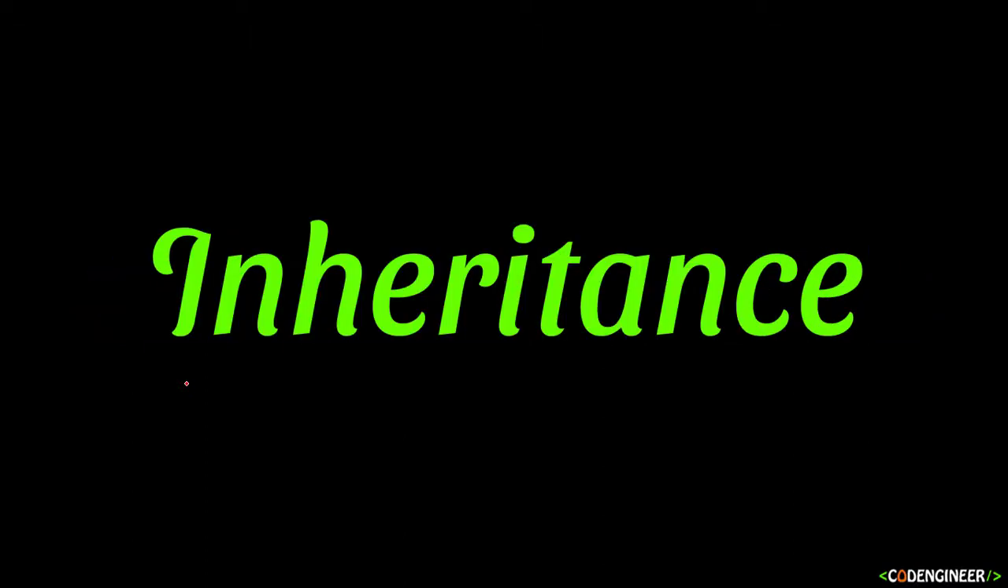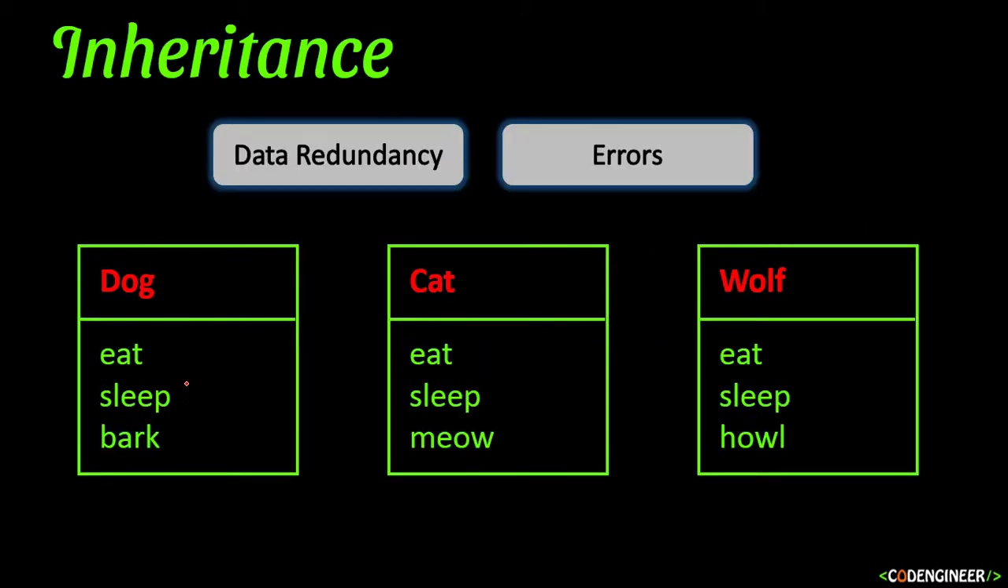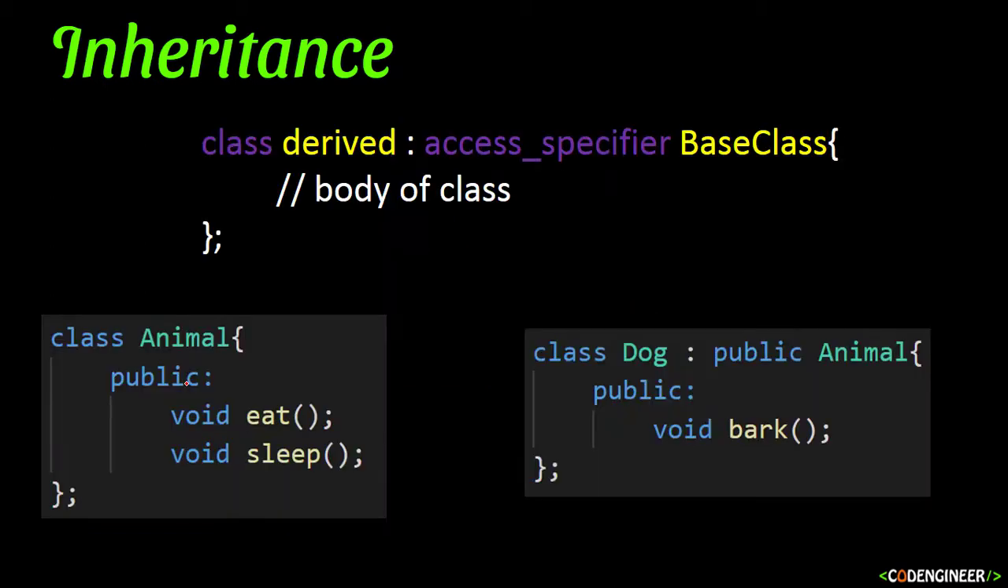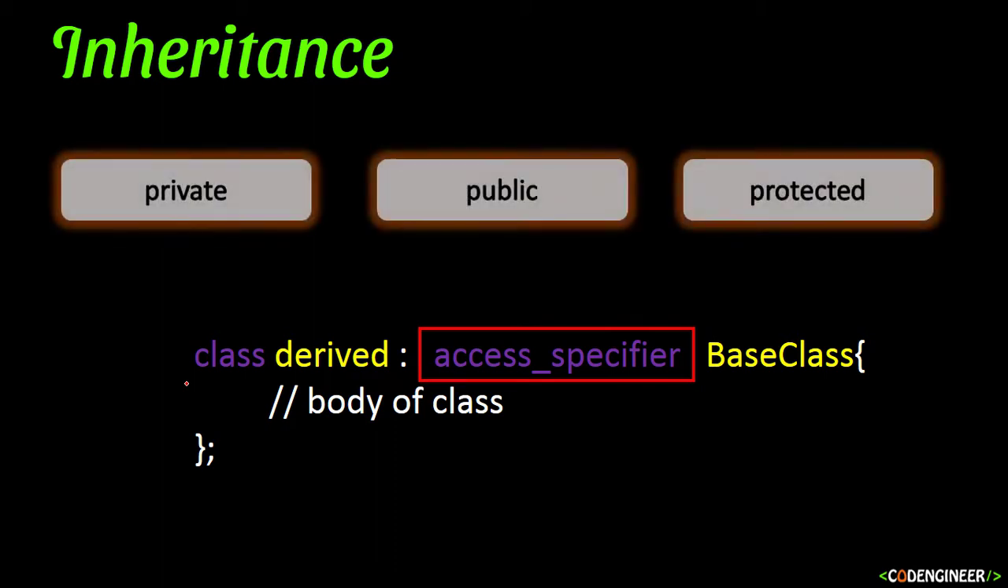This video is in continuation to the last video on inheritance. In the last video, we talked about what is inheritance, why do we need it, and discussed the syntax to create an inherited class in C++. In this video, we will see what is the significance of different access specifiers while creating an inherited class. But before diving into that, let's first understand the access specifiers.